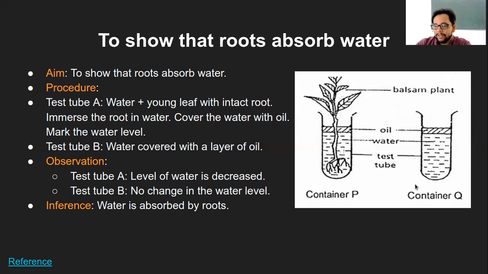So many questions can be asked, like what is the role of the oil, or why do we need intact roots, or what will be the difference between these two containers, or what is the need of the second container? Can you take any plant here instead of the balsam plant that is being mentioned? Of course you can take any other plant apart from balsam which has intact roots. So that way quite many questions can be asked.